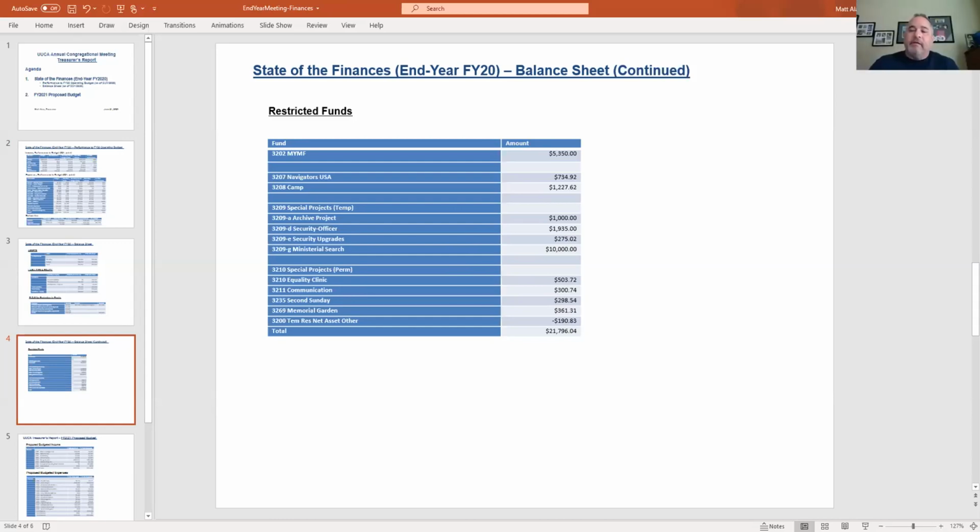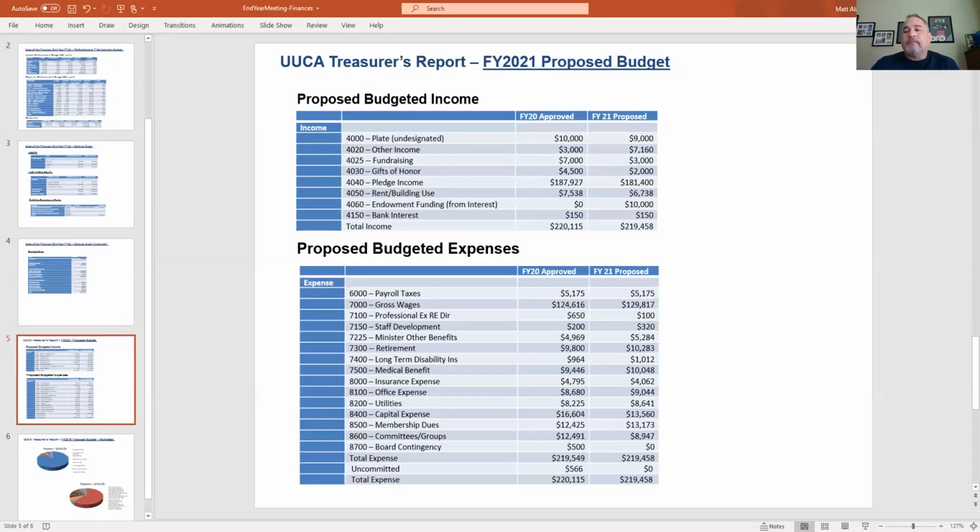Okay, then I'll move on to the for approval part of this meeting, and that's the proposed budget for next year. This will start on July 1st and carry on through June 30th of next year. So we've got plate at 9,000 versus the 10,000 we had committed this year. Just dropped down a bit because we don't know how COVID will play out, but right now it's looking like it's having no effect.